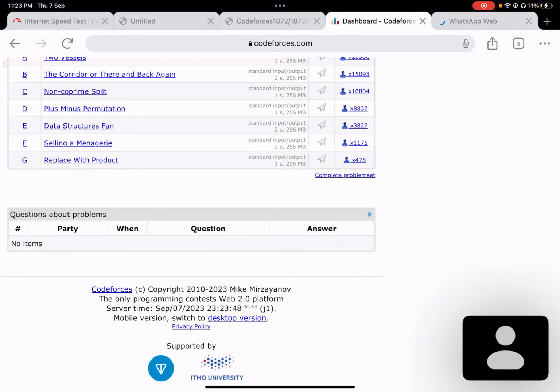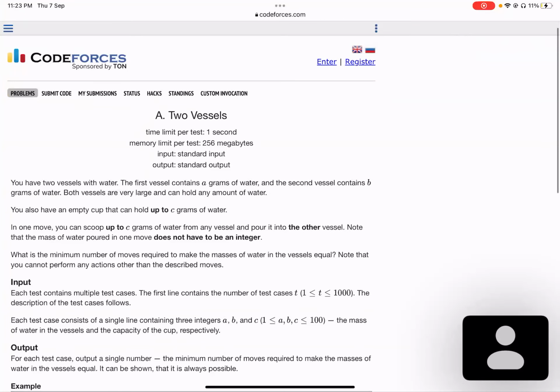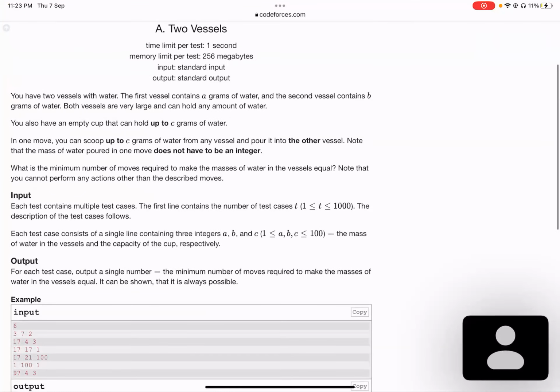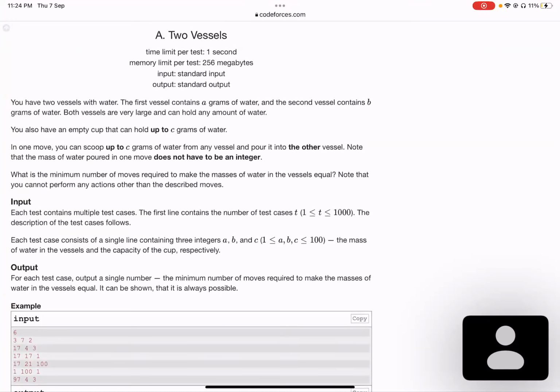So the first question was two vessels. Basically, what the question says is that you have two vessels with water. The first vessel has a gram of water, and the second vessel has b gram of water. Both the vessels are very large and they can hold any amount of water. Now you have another cup which can hold up to c gram of water, and in one move, you can remove up to c gram of water from any one vessel, and pour it into the other vessel.